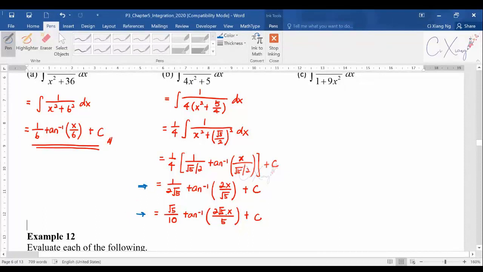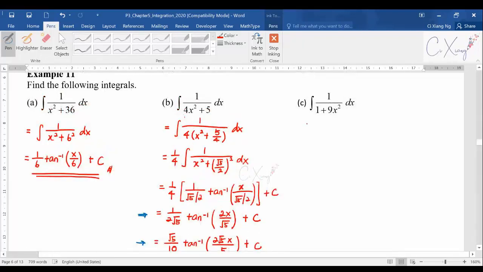Again, if you look at the step here, when your x squared in front has some other value, and the coefficient is not a 1, then you have to factorize out the value, and then rephrase it into the pattern of 1 over x squared plus a squared, then you can get an answer. Alright, so continue to part number C.